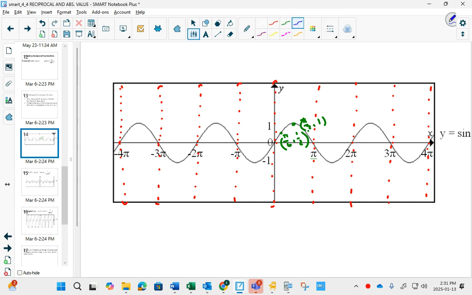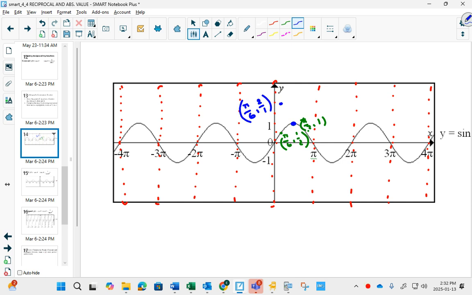Now, if I do the reciprocal, remember the reciprocal just takes your y value and makes it 1 over that. So pi over 2 comma 1 is going to stay pi over 2 comma 1. Pi over 6 comma 1 half, well, the reciprocal, 1 half's reciprocal is 2 over 1. If you did 1 divided by 1 half, you would get 2. So we have the point pi over 6 comma 2.